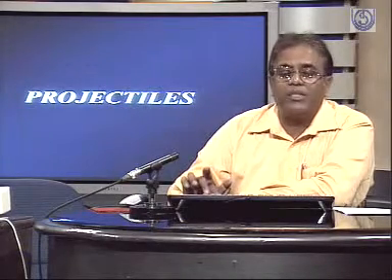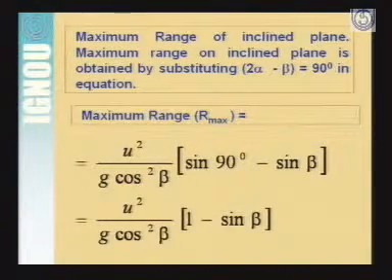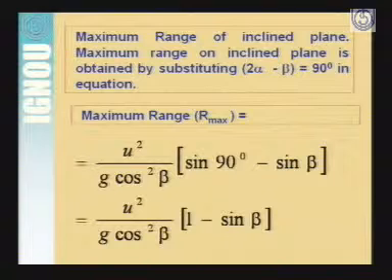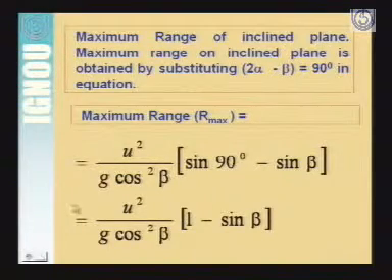Here let us talk more about the maximum range. The maximum range on the inclined plane is obtained by substituting twice alpha minus beta is 90 degree in this equation. So if you put sine of twice alpha minus beta as 1, we will get the expression for the maximum range R max is equal to u square by g cos square beta times bracket 1 minus sine beta. So this is the expression for the maximum range R max.